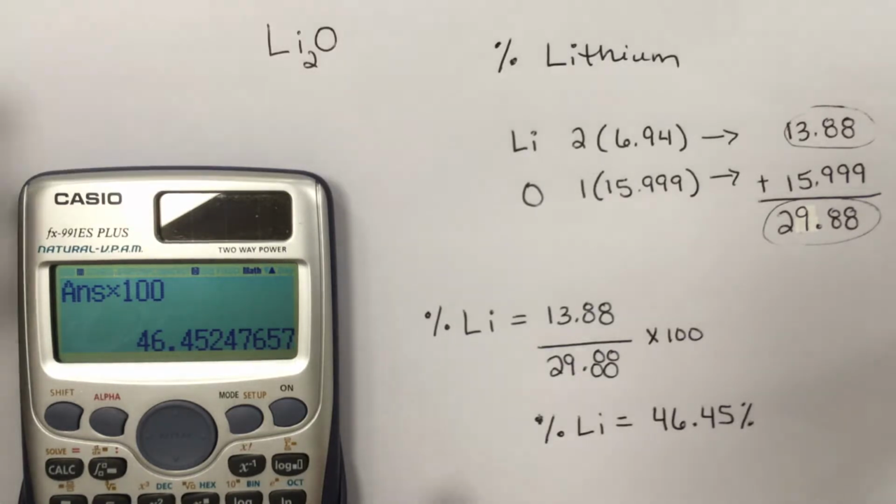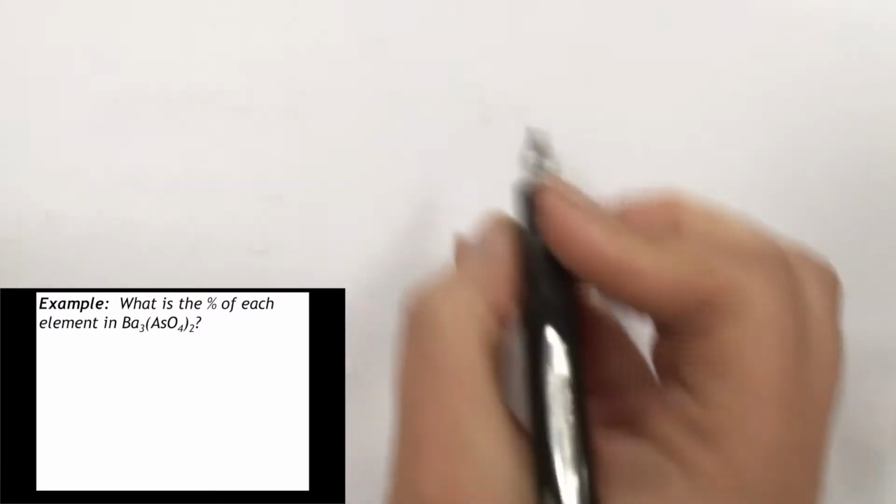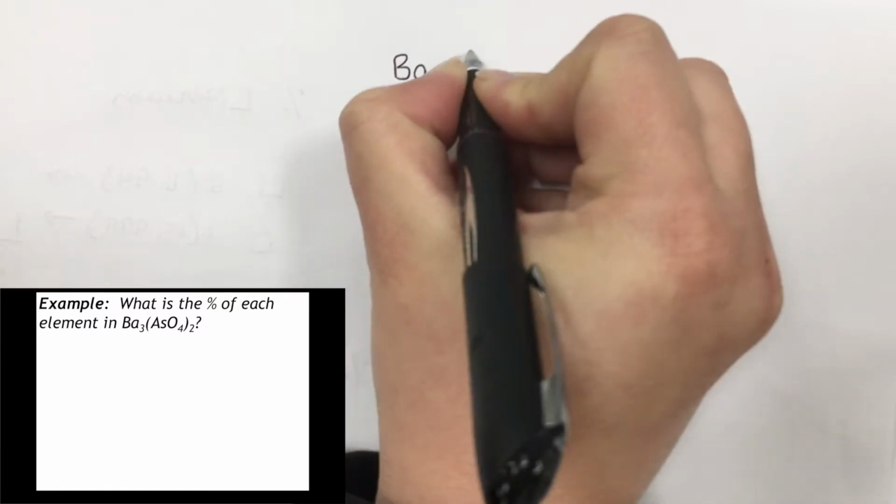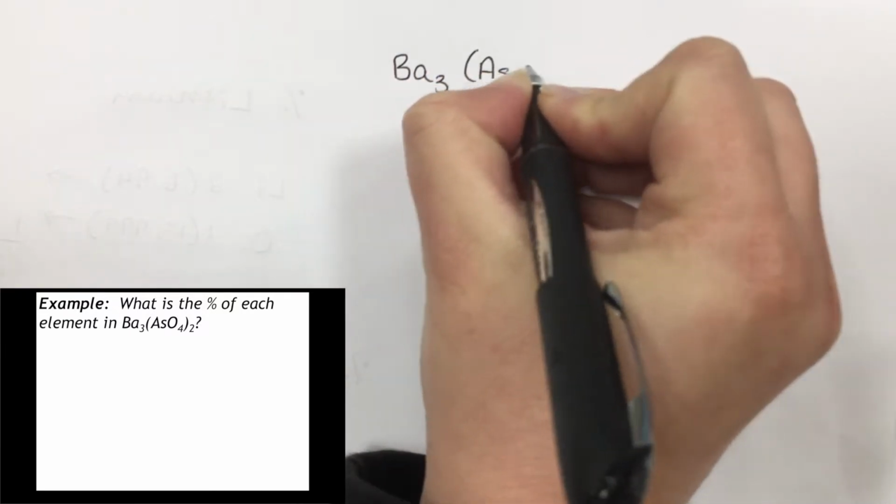Okay, let's do the next one. The question is, what is the percent of each element in barium arsenate? You will know what that is called later when we learn nomenclature, how to name these molecules. But right now, you'll just have to take my word for it. That's barium arsenate.